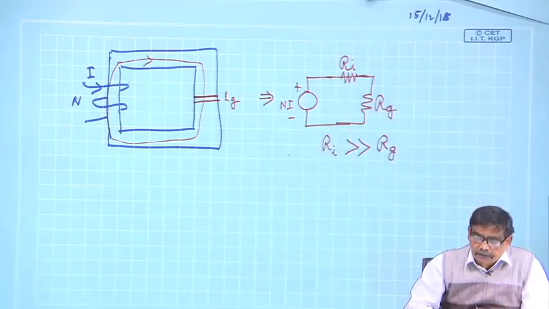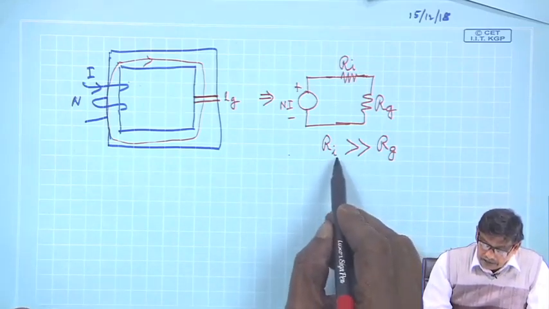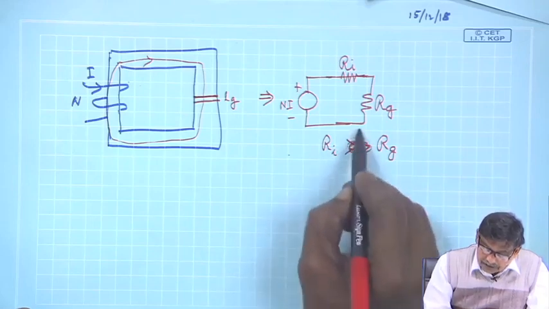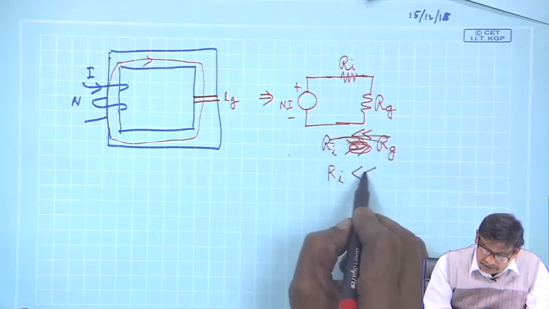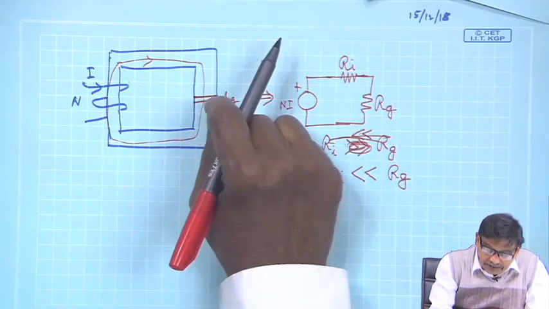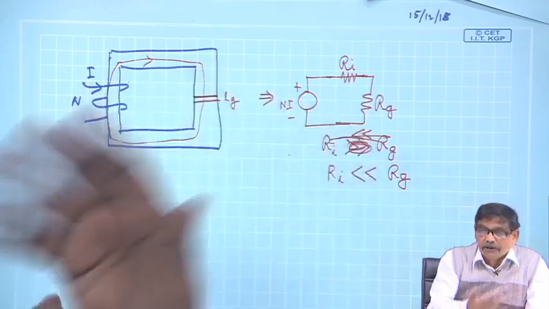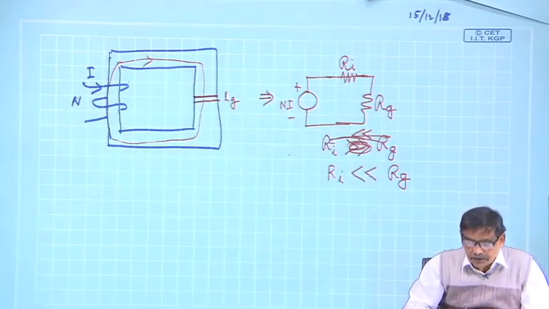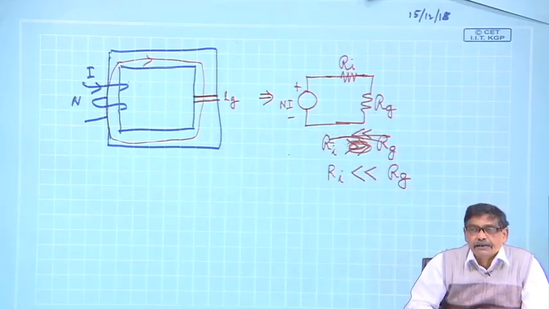You can assume that the reluctance of iron is very small compared to the gap. The gap reluctance is very high; although the gap length is small, its permeability value is so small, 4 pi into 10 to the power minus 7, while mu r of iron will be of the order of 1000, 5,000, even 10,000. So, the reluctance of the gap is very high.